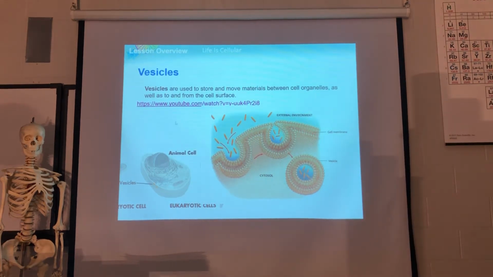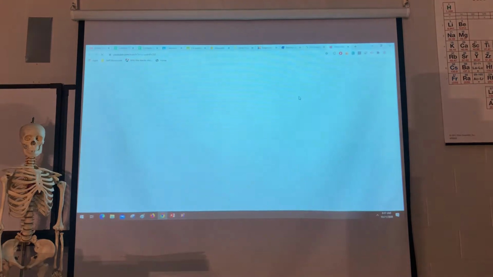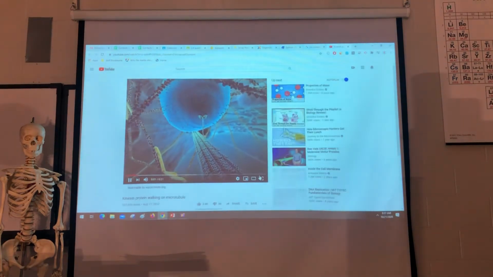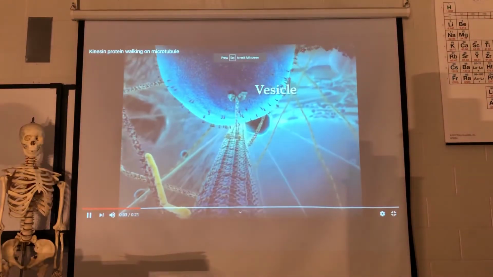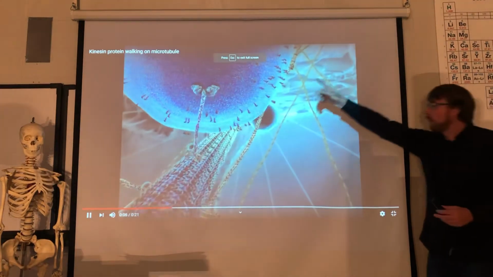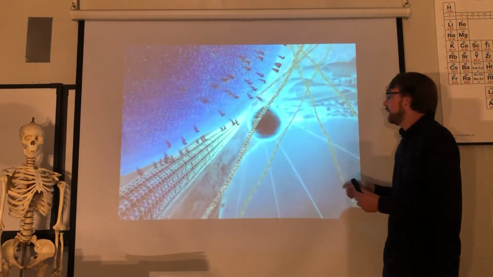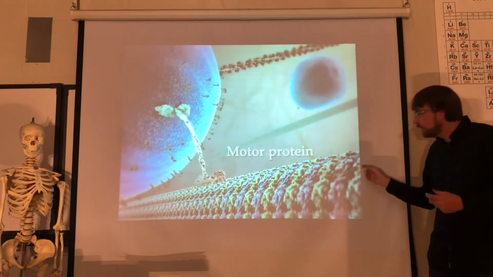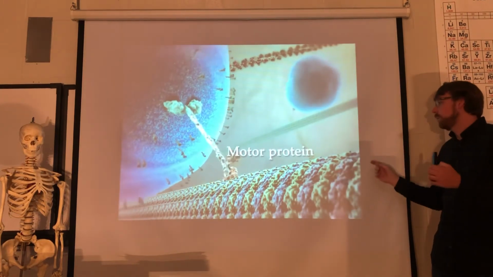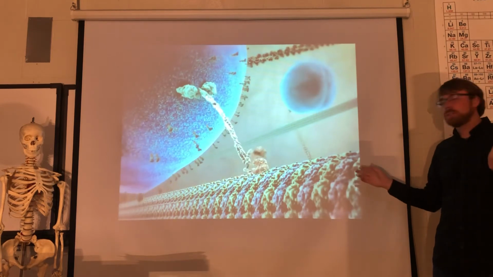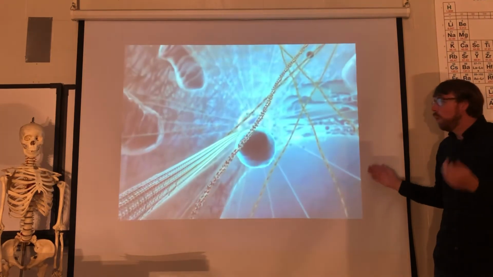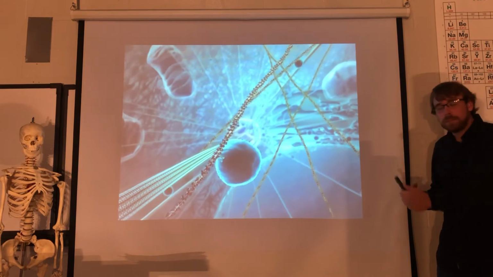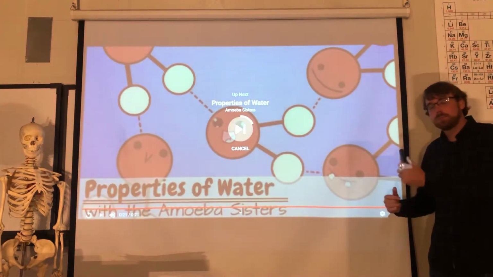So these vesicles can be used to move things around a cell. So that big blue blob is a vesicle that is getting moved by a motor protein, which is moving down a microtubule. That motor protein, it's just a protein. It's walking just based on simple chemical interactions with that microtubule.